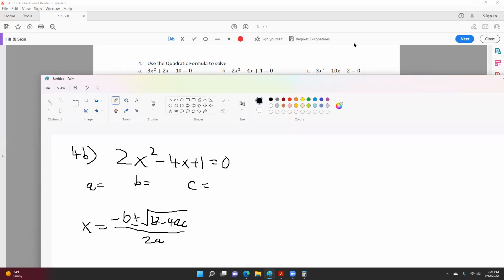Anyone know what is ABC here? A is 2, B is -4, and C is 1. So plug all this into your formulas, in the quadratic formula.